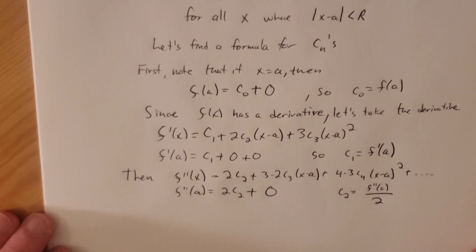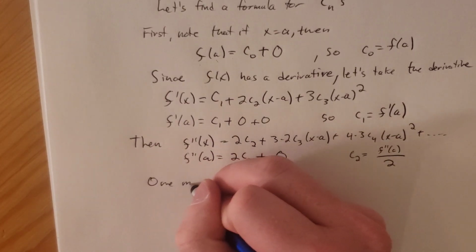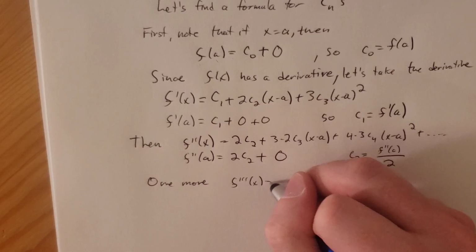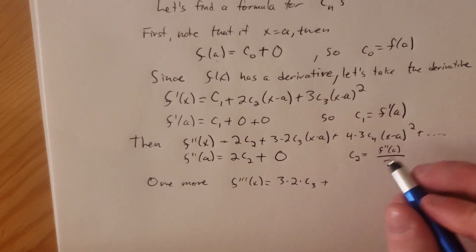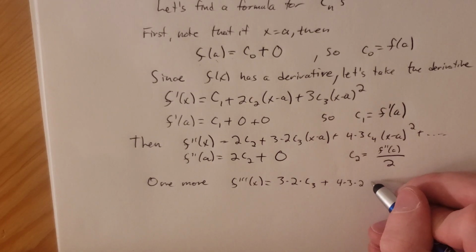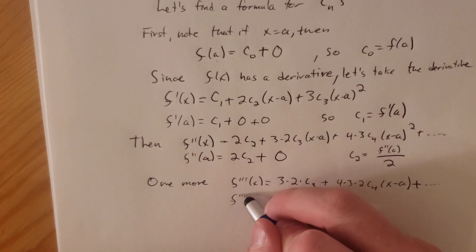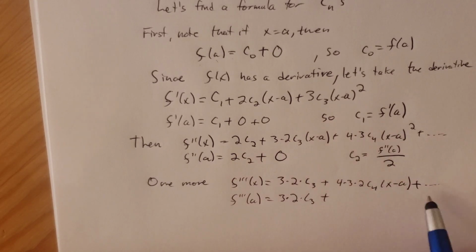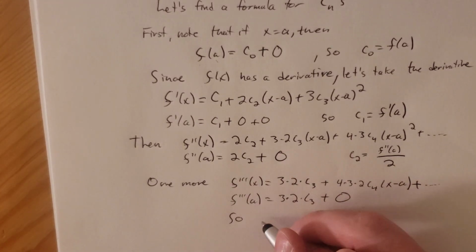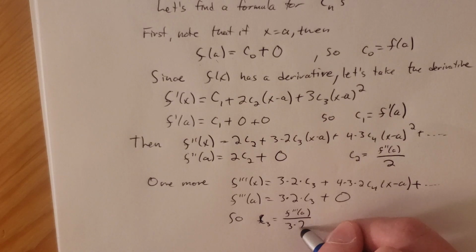Huh. All right. Let's see if we can go a little further. One more. f triple prime of x is 3 times 2 times c3 plus 4 times 3 times 2 times c4, x minus a to the first, plus so on. So what is f triple prime evaluated at a? Well, that is 3 times 2 times c3 plus, and then we plug x equal to a into the rest of these terms. We get a bunch of zeros again. So we get c3 is equal to f triple prime evaluated at a, all divided by 3 times 2.